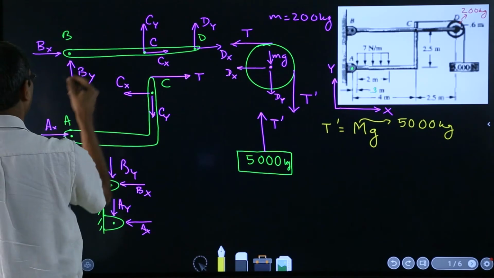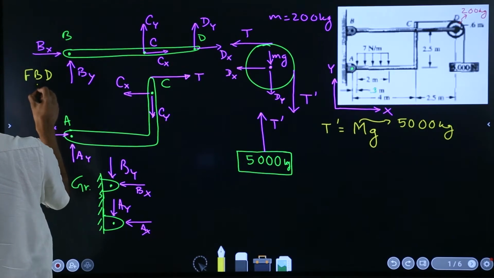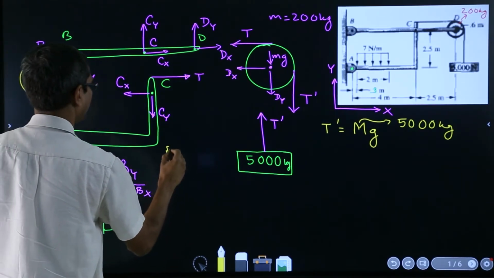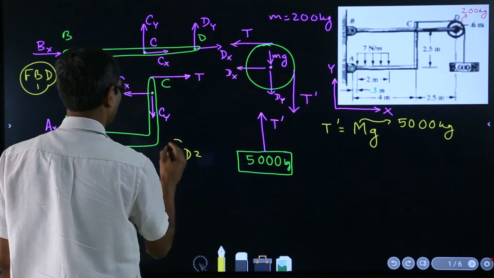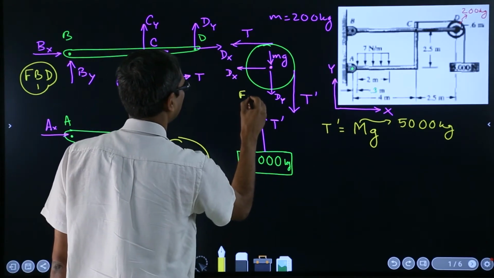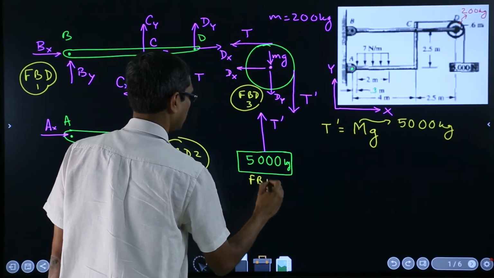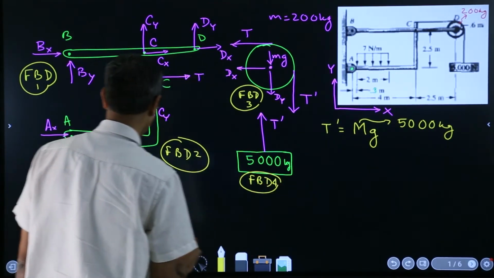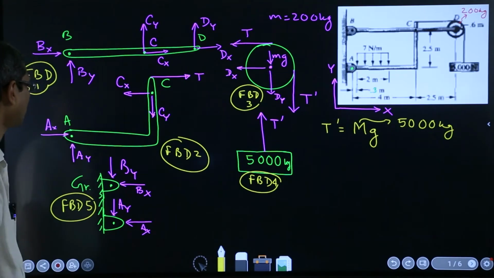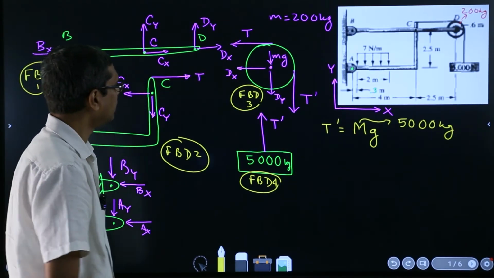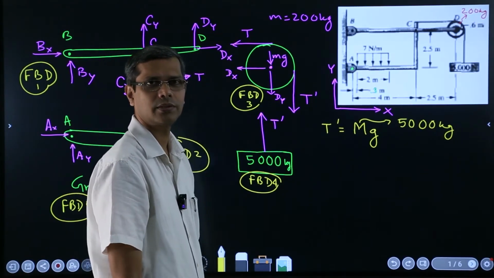So let me call this FBD 1. Say this is FBD 2. Sorry. Say this is FBD 3. And this is FBD 4. And this is 5. Okay. Now let's say, so this is done. FBD 4 has done its job.